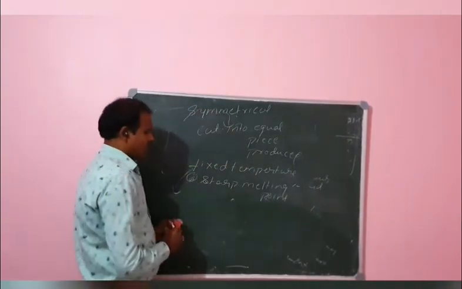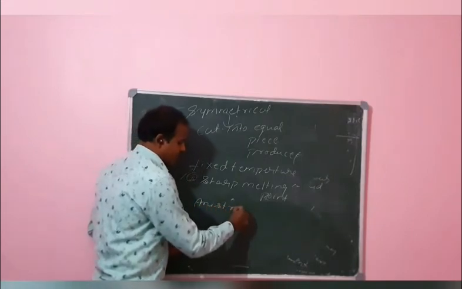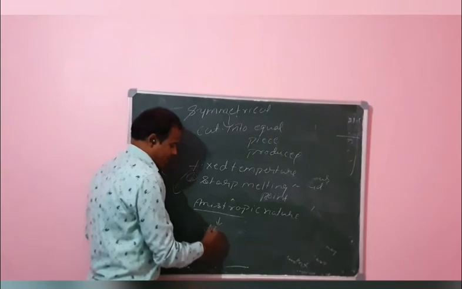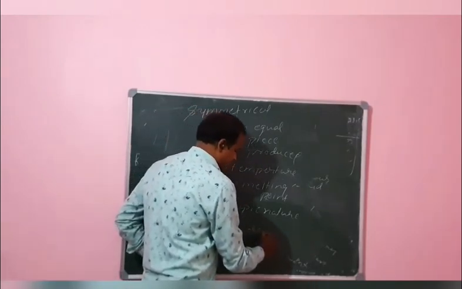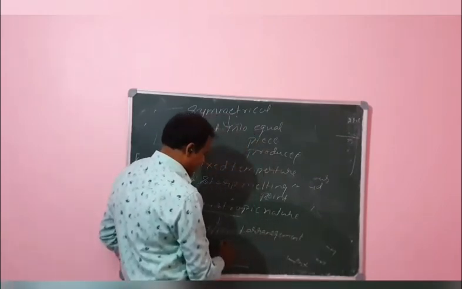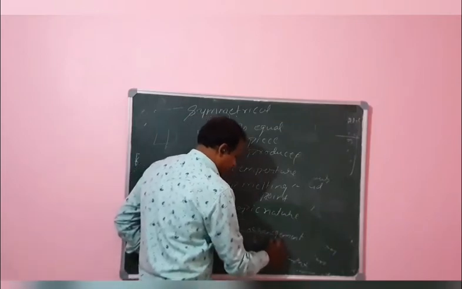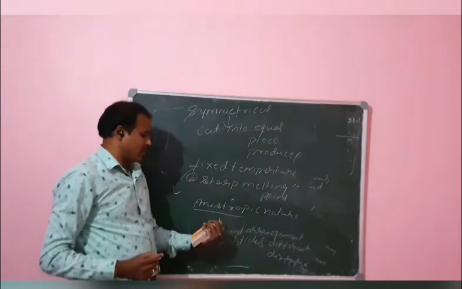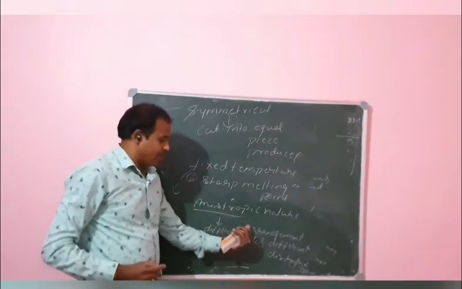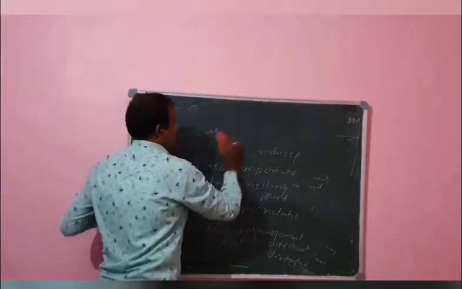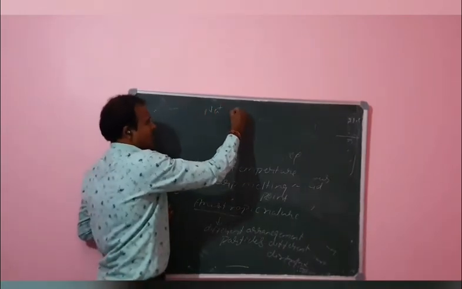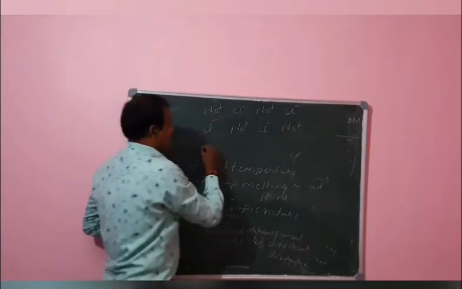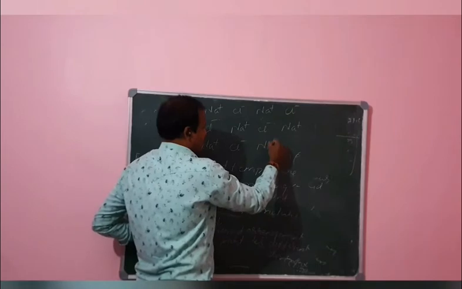Another property is anisotropic nature. What is anisotropic nature? It means a different arrangement of the particles in different directions. This is anisotropic nature, which the crystalline solid has. I will give you one example: Na+ and Cl-, Cl- and Na+, Cl- and Na+, and then again Na+ and Cl-, Na+ and Cl-.